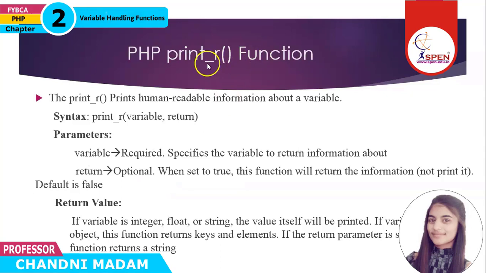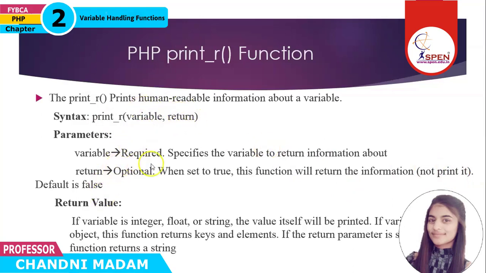Now next is print_r. This function is used to print or display the information stored in your variable. Basically it prints human readable information about your variable. Here the print_r function has two parameters. First is variable and second is return. Here first is the variable that you want information about, and second is return. This is optional. When you set it to true, then this function returns the information but does not print it. By default it is set to false.